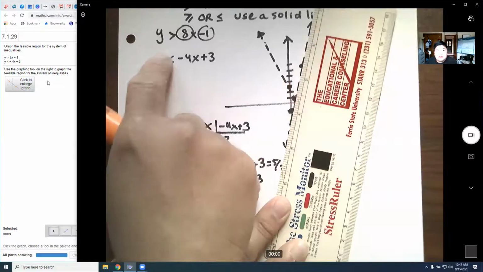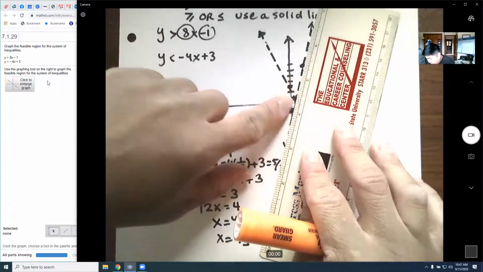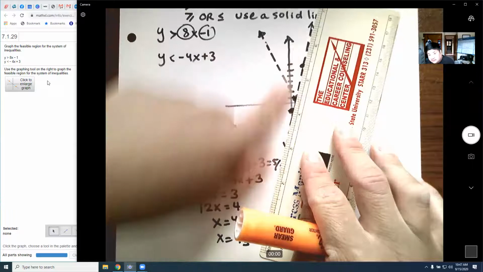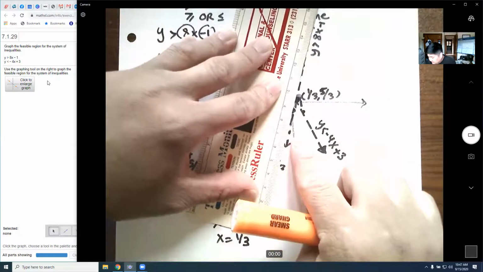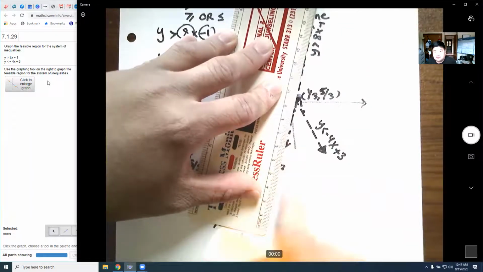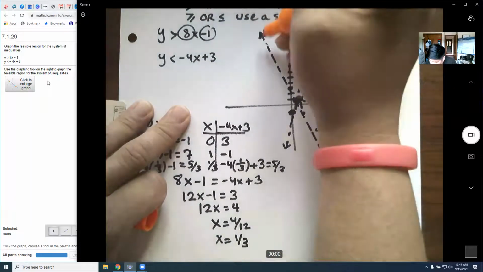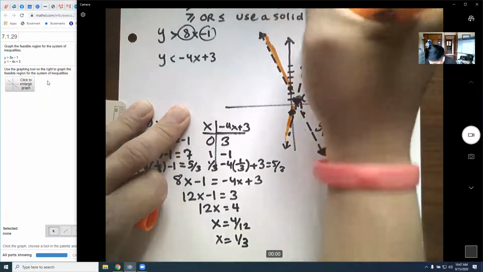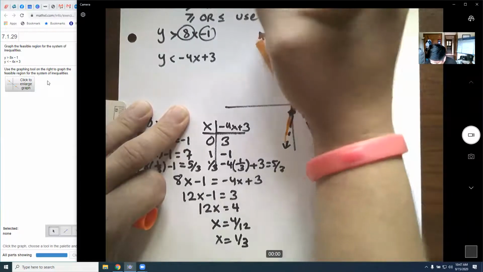Since we want y greater than this, here are all of the y values that are bigger than the values on that line. If we wanted the ones that are less than, then we would choose all of the y values down here that are less than the values on that line. So since we want greater than, we want to shade over on this side of the line, all right?